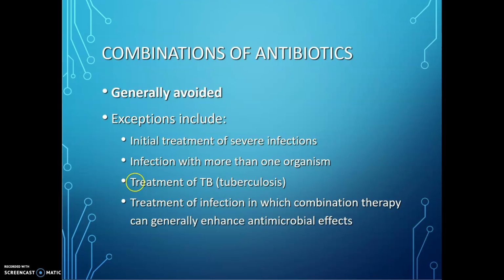The treatment of tuberculosis, we touched on this in lecture as well, that TB is really resistant because it forms those little endospores. And so we tend to do multiple kinds of antibiotics for a long amount of time to help with tuberculosis. And then treatment of infection, in which combined therapy usually enhances the effect, right? So you'll see colitis or diverticulitis where we'll send you home with 2 antibiotics because they work better together.